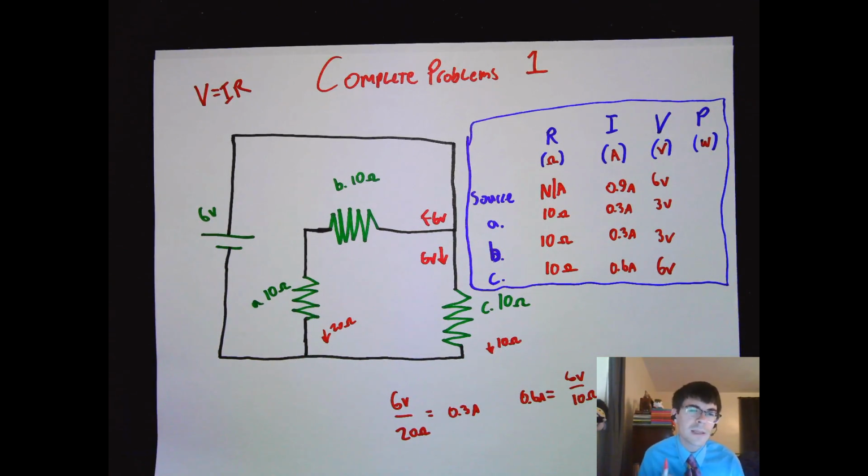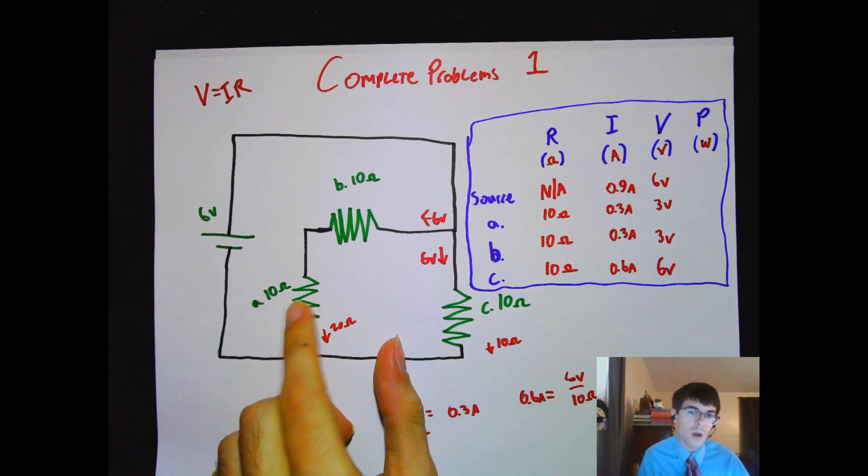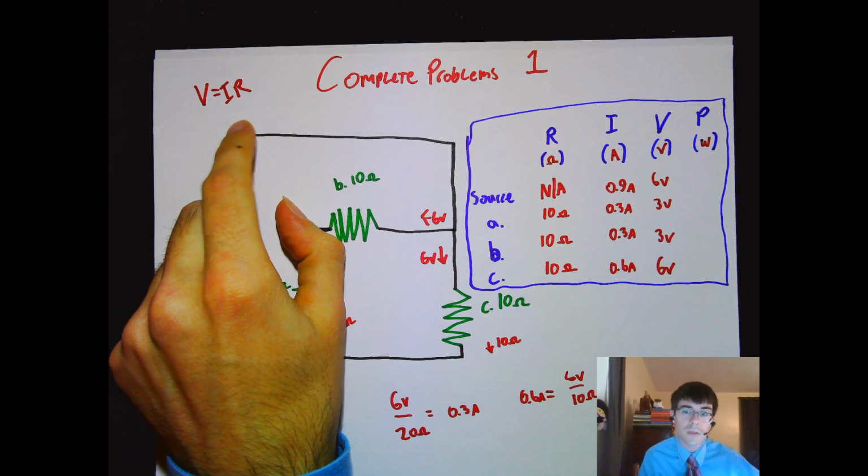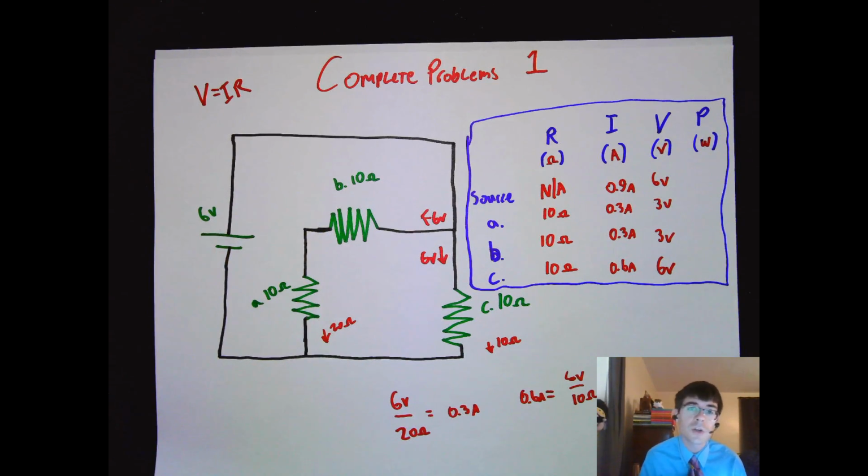This problem would be a little bit more complicated if one of these resistors had more or less than the other resistor. Because in that case, what we'd have to do is use Ohm's law to determine the resistance. And that's pretty easy. I can show you how to do that right here.